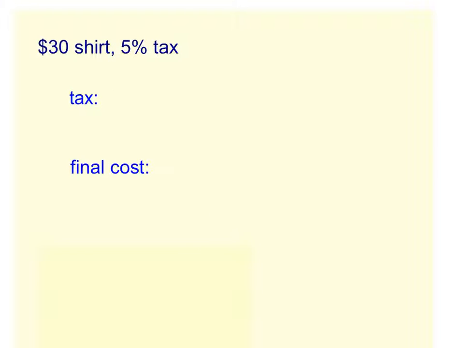All right, so our first example, we have a $30 shirt with 5% tax. So first thing you want to find is the tax. You take the price of the shirt, $30, and you're going to multiply it by the 5% tax. But remember, you have to take that 5% and turn it into a decimal. So you move the decimal over once, twice, and fill in a 0, so it's going to be 0.05.